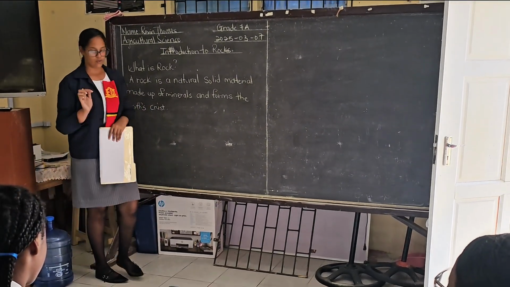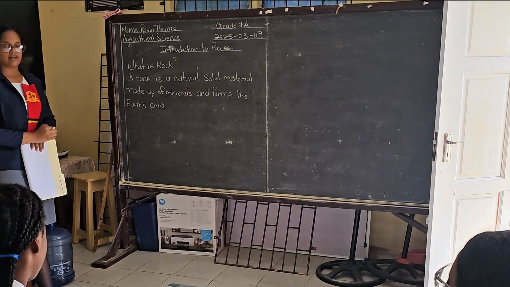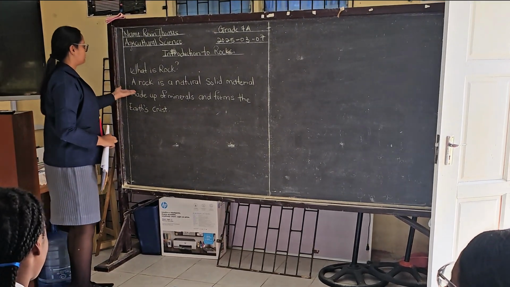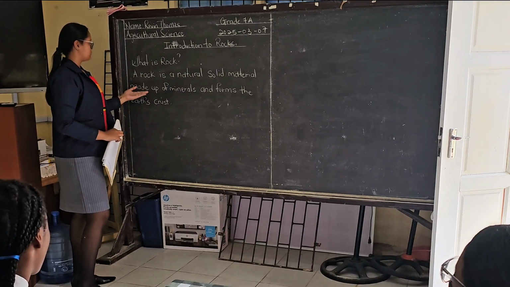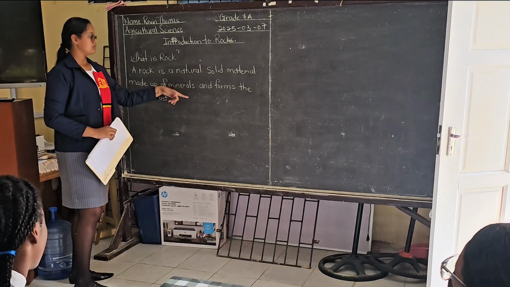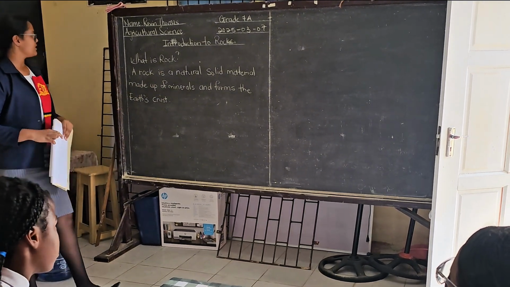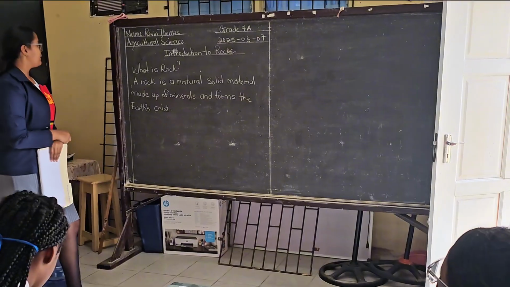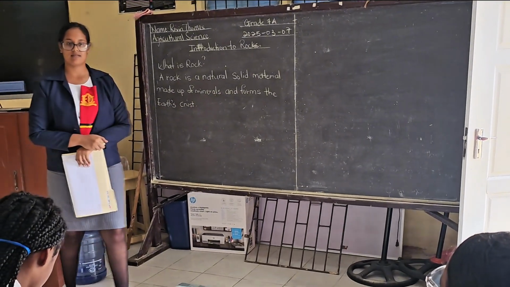Yes, class. So what is a rock? The definition is on the board, let's all read it together. A rock is a natural solid material made up of minerals and forms the earth's crust. Good. So a rock is a natural solid material made up of minerals and forms the earth's crust.